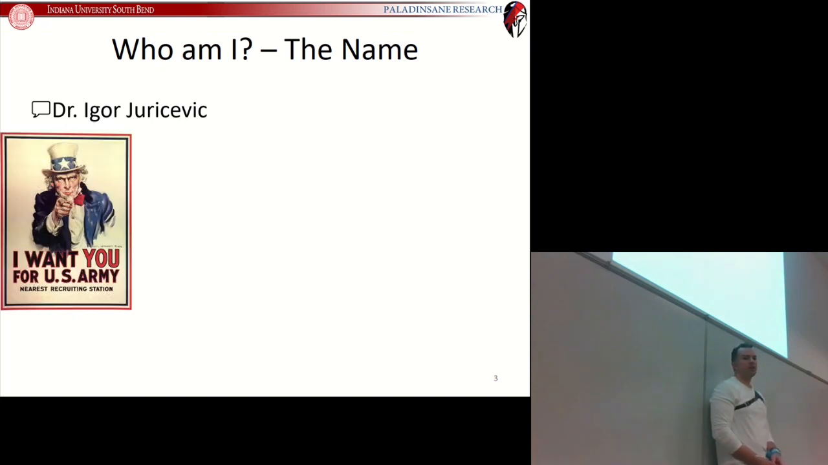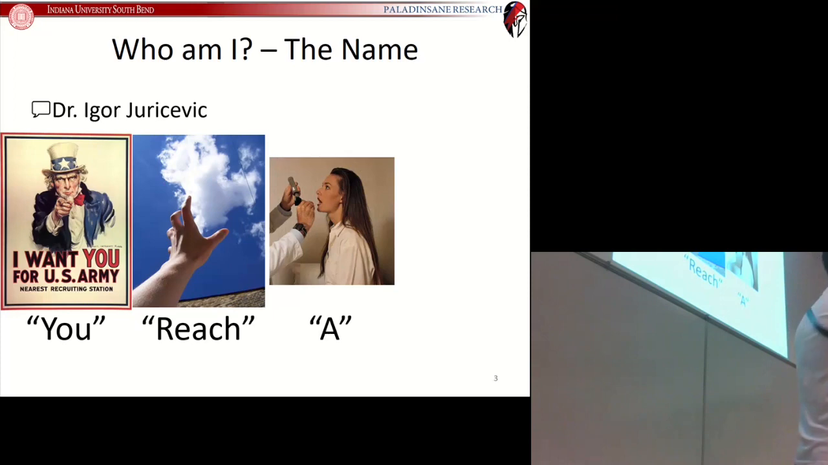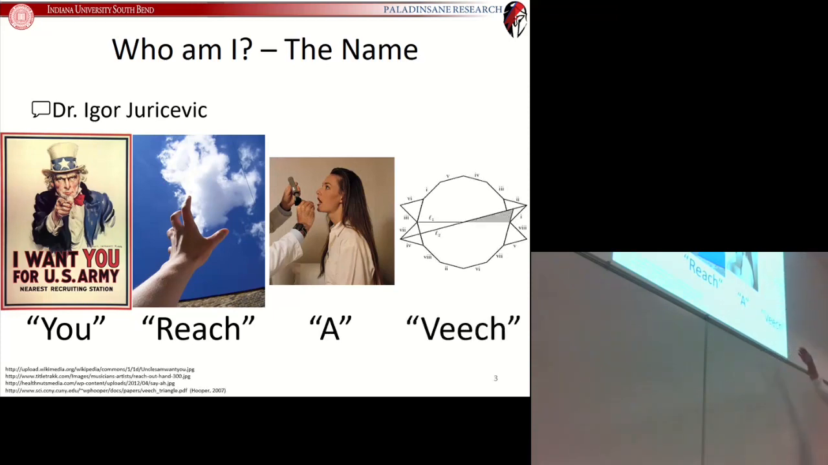The way you pronounce it is it starts off with a U, and then after that you reach, and then you open up and say ah, and then finally you end with a beach. If any of you are taking maybe a minor in mathematics, you might recognize that triangle there as a beach. So it's you reach beach. Let's try that on 3. 1, 2, 3.